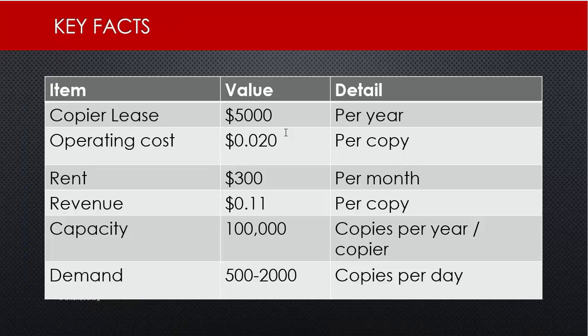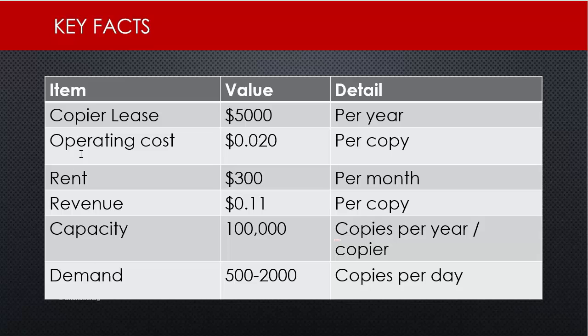Now let's go ahead and understand this a little more. The key facts are your copier lease, which is about $5,000 per year, your operating costs of 2 cents per copy, rent is $300 per month, and revenue is 11 cents per copy, and the capacity is 100,000 copies per year per copier, and you are anticipating demand to be between 500 and 2000 copies per day. Now whenever you have something like this, the first thing that I would recommend is, instead of jumping right into Excel and trying to build this thing, write down the key equations.